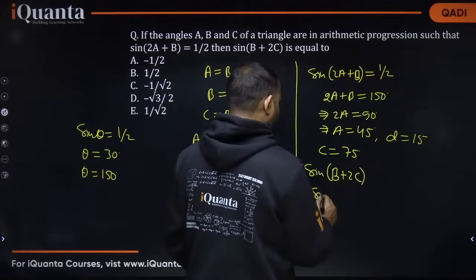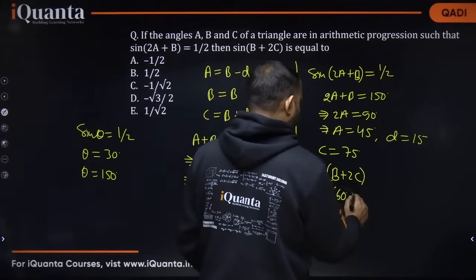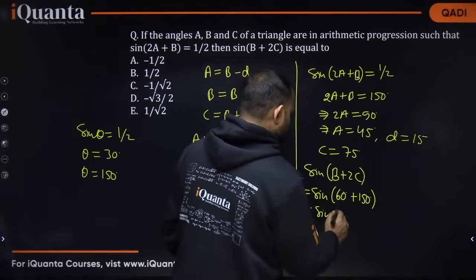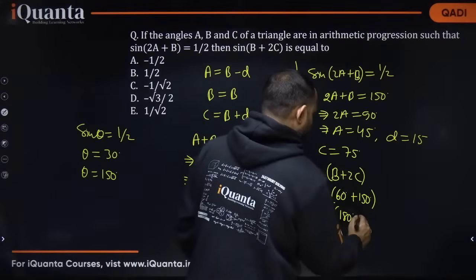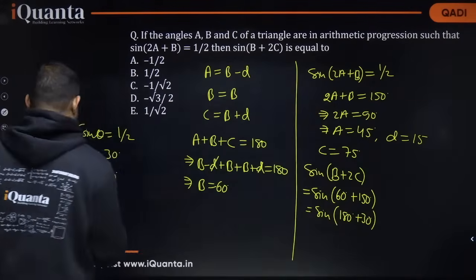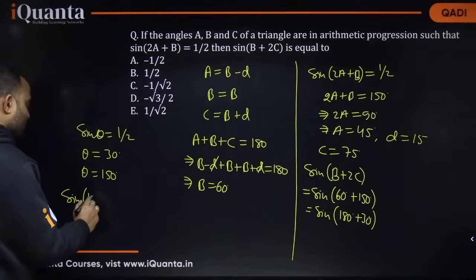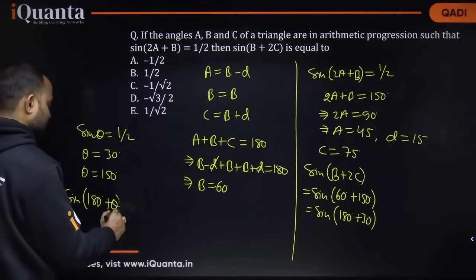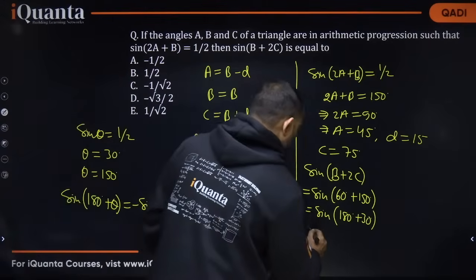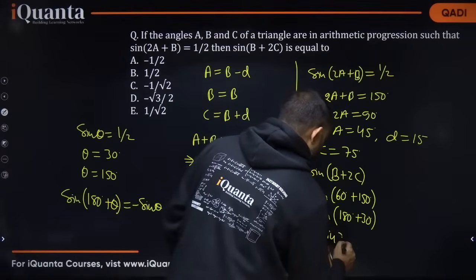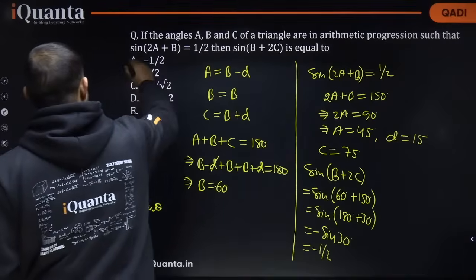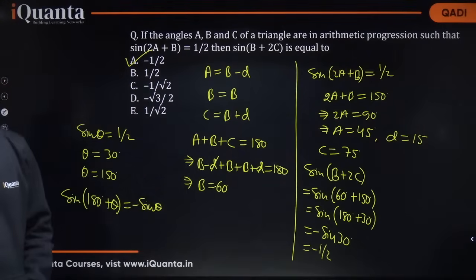That will be equal to sine of 60 degrees plus 150 degrees, that is equal to sine of 180 degrees plus 30 degrees. What do we know about sine? That sine of 180 degrees plus theta is equal to minus sine theta. So this will give us minus sine 30 degrees, that is equal to minus 1 by 2. So yes, option A is the correct answer.